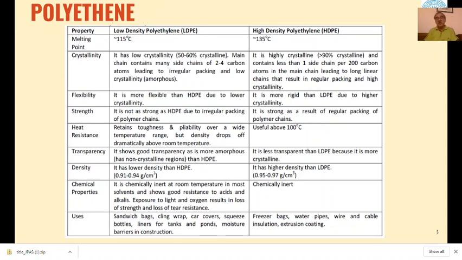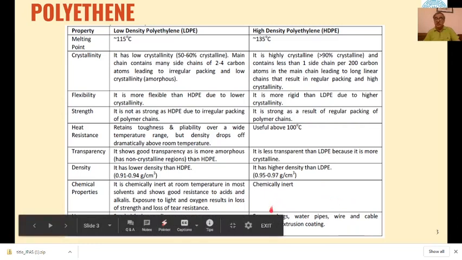Then applications or uses. In case of LDPE, it is used in sandwich bags, cling wraps, car covers, bottles, liners for tanks and ponds, then moisture barriers in construction. Whereas high density polyethylene is used for freezer bags, water pipes, wires and cable insulation, and extrusion coating also. So this has more refined applications, whereas LDPE has more general applications.